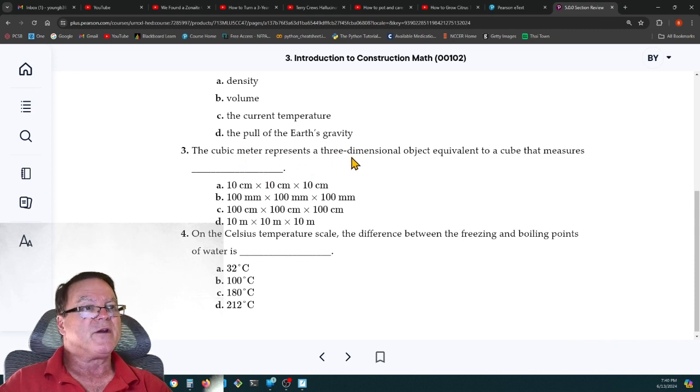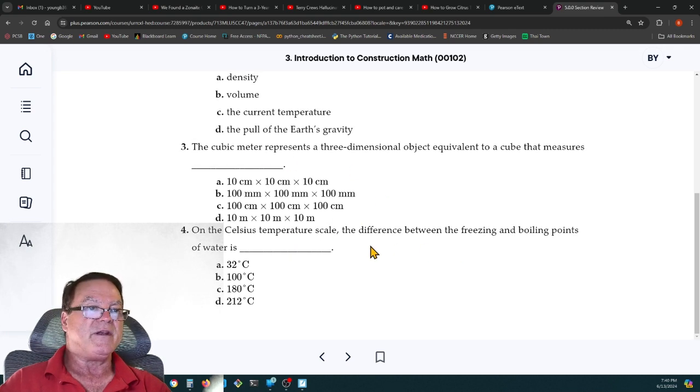The cubic meter represents a three-dimensional object equivalent to a cube that measures 100 centimeters by 100 centimeters by 100 centimeters. There are 100 centimeters in a meter. So that's a cubic meter. On the Celsius temperature scale, the difference between freezing and boiling is 100 degrees Celsius.